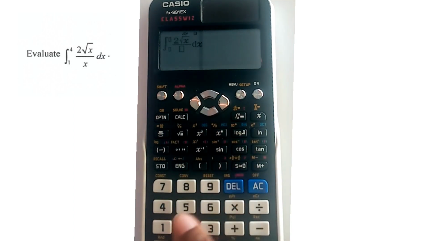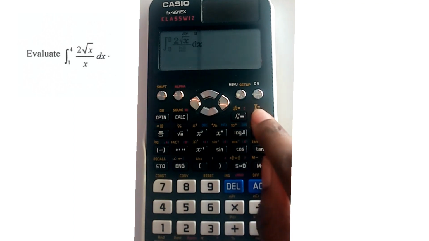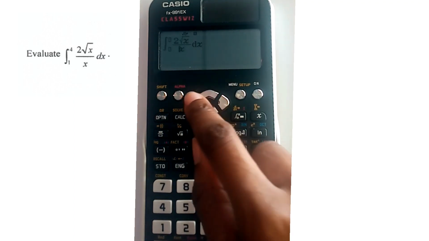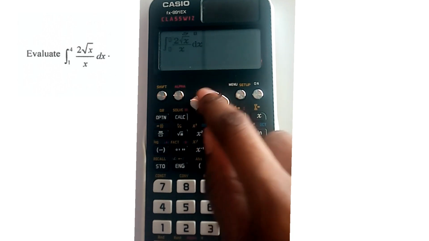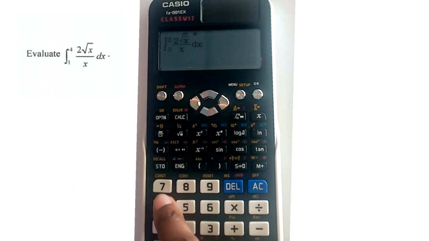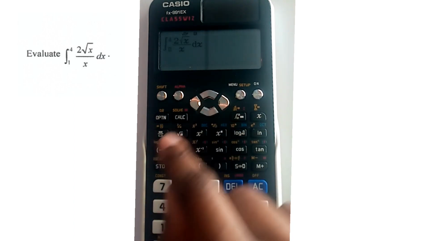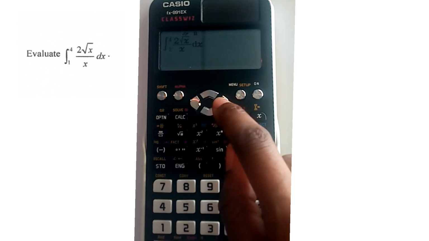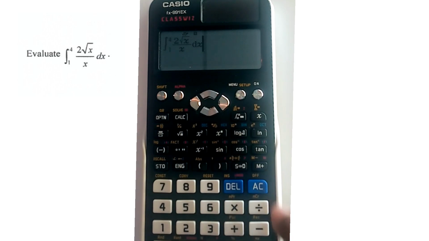We input that. Denominator, using the down arrow, we press x. Now we put our upper limit, so we use our arrow to get to the upper limit. Upper limit is 4, down arrow to get the lower limit, which is 1. Then we use our arrow again, press the equal sign, and we get the answer as 4.